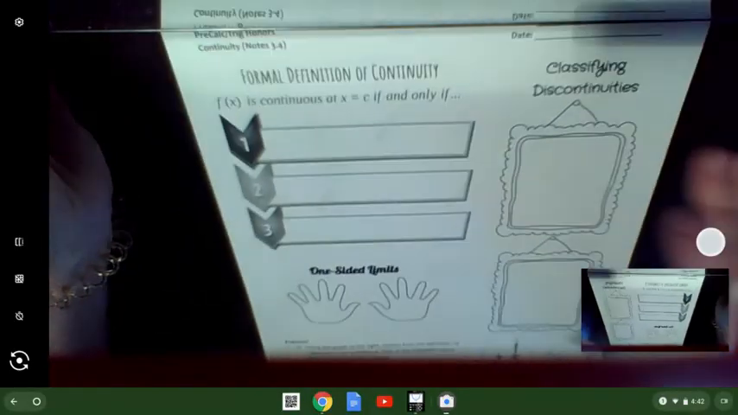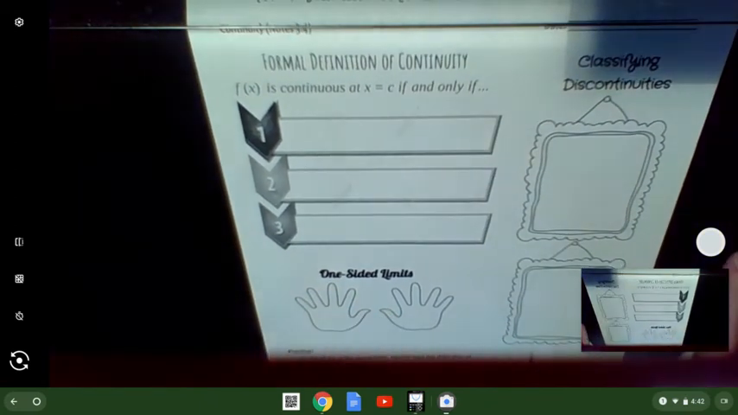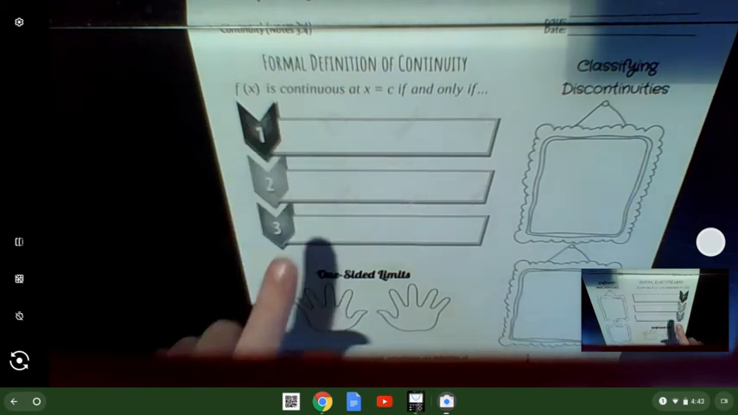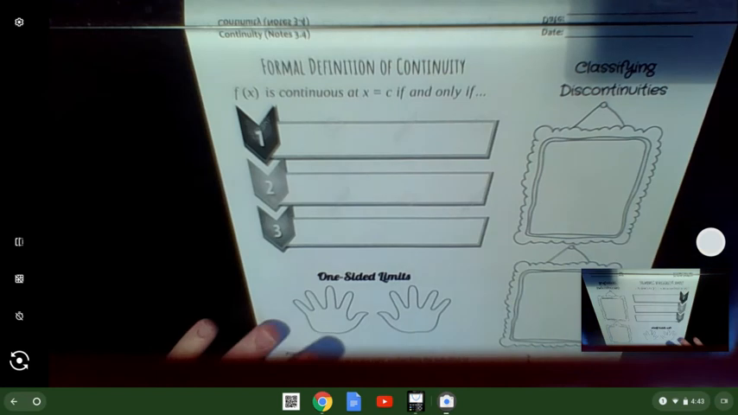Okay, so the formal definition of continuity: what does it mean for a function to be considered continuous? It has three parts, as you can see. All three parts must be true in order for a function to be continuous. It is not enough to say, hey, my function met part 1, or it met parts 2 and 3, or 1 and 3, or whatnot. It must meet all parts in order for a function to be continuous.